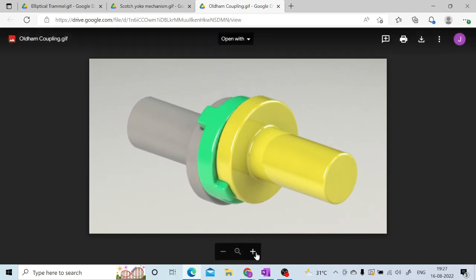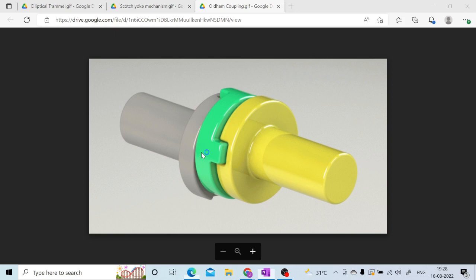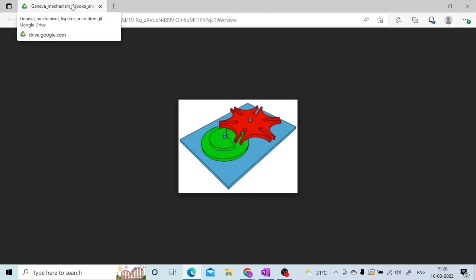Okay, so here you are having these double slider crank chain mechanism's inversions. After that, some other important mechanisms are also there, like the Geneva mechanism and the ratchet mechanism. We will see that one by one. So here in the Geneva mechanism you will have intermittent motion. As you can see, the link which is colored in red is having intermittent motion. So this is why it is also called an intermittent mechanism.